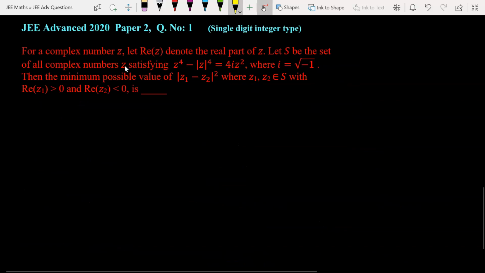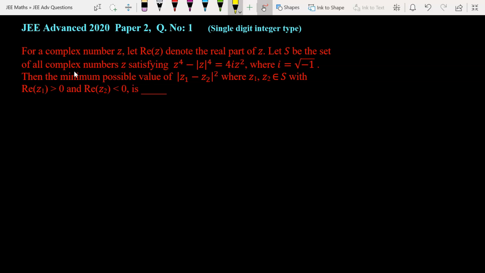Now next, let us look at the second question. This question is a single digit integer answer type question. So the answer is going to be an integer between 0 to 9, including 0 and 9. So the question is this: for a complex number z, this denotes the real part.